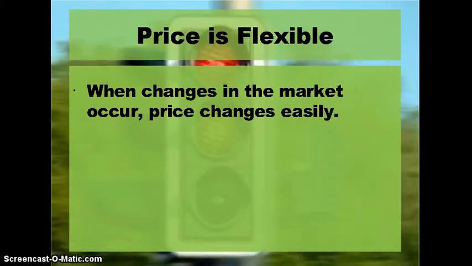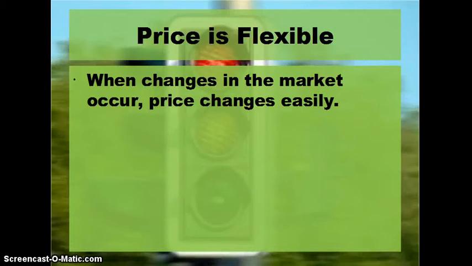Price is flexible, and because it's flexible, the market can change easily. All of these changes that we just talked about can happen in the marketplace because prices are flexible. They're not set in stone unless the government has instituted a price ceiling or a price floor. So it happens naturally.